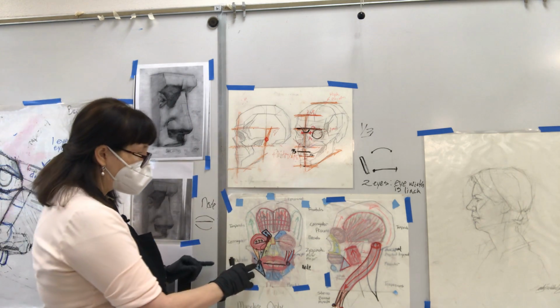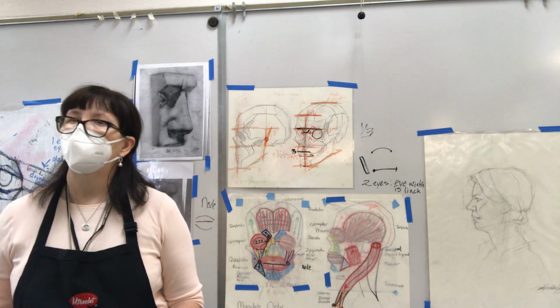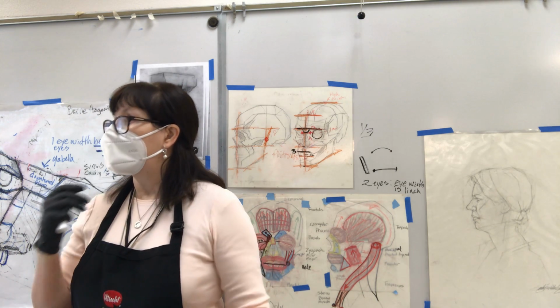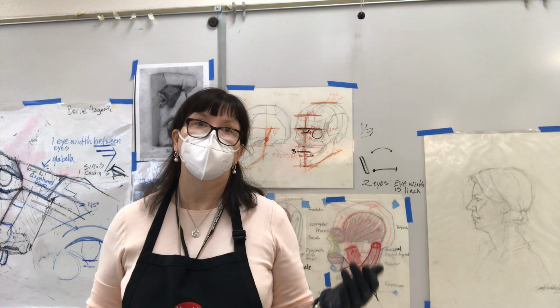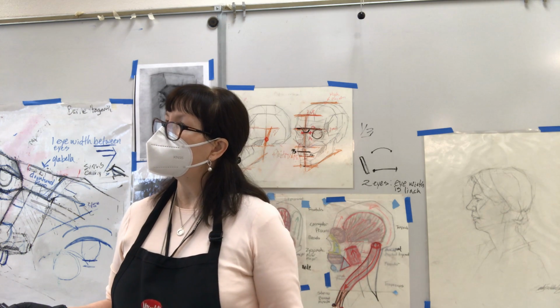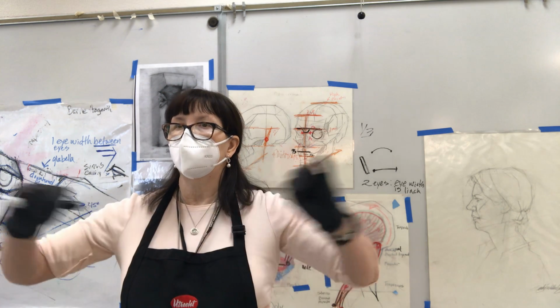Now, you have a group of muscles that are deep, deep muscles. And we don't normally study those deep muscles, but they can affect any kind of expression. One of them is the risorius muscle, and it pulls lateral.